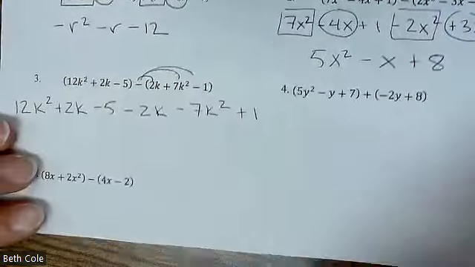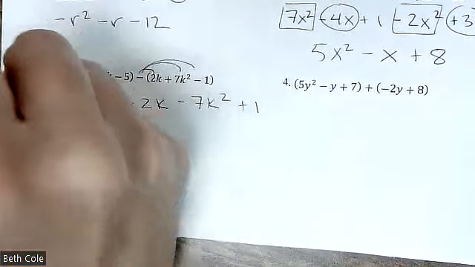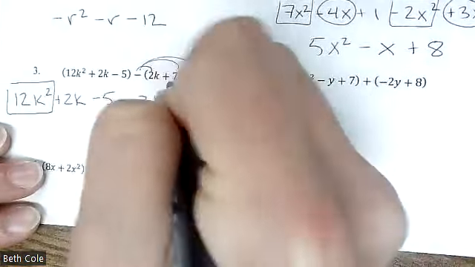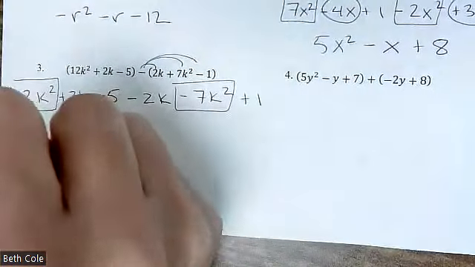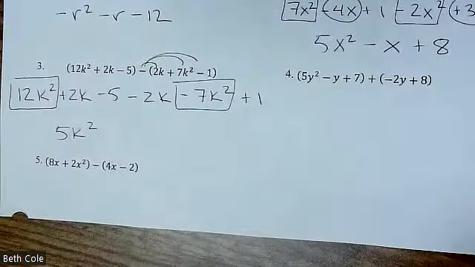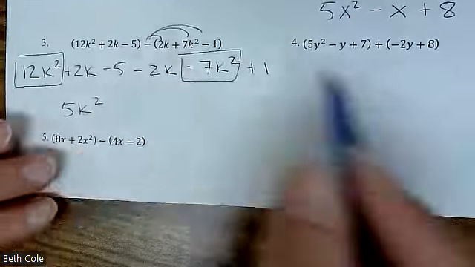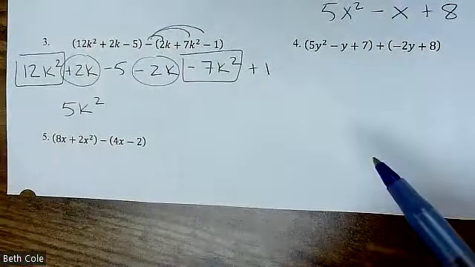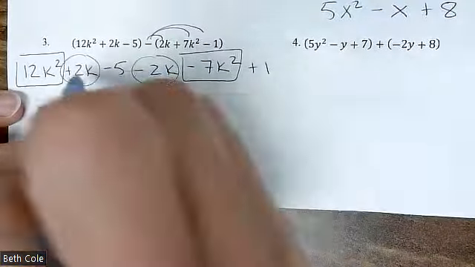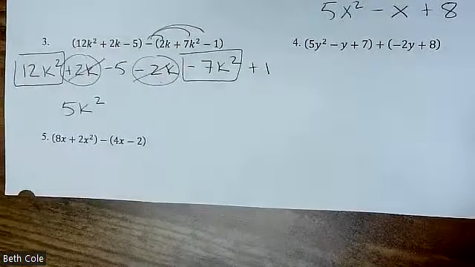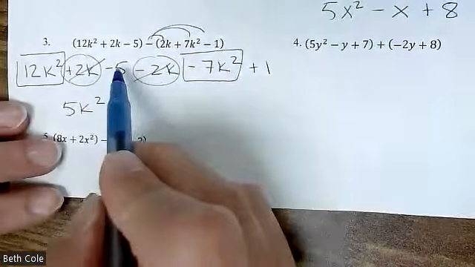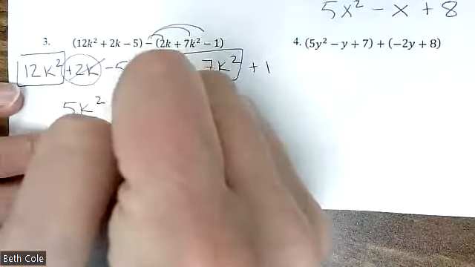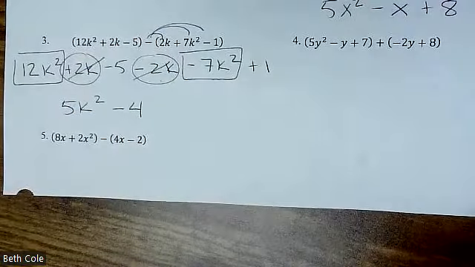All right, so how many k squareds do we have if we put those together? Good, 5k squared. And then what happens with the k's, like regular old k? Yeah, they cancel. Plus 2 and minus 2 cancels out. And then you have negative 5 plus 1, negative 4. Perfect.